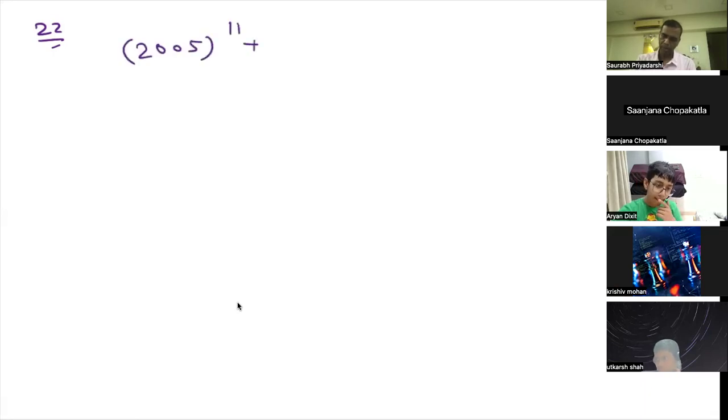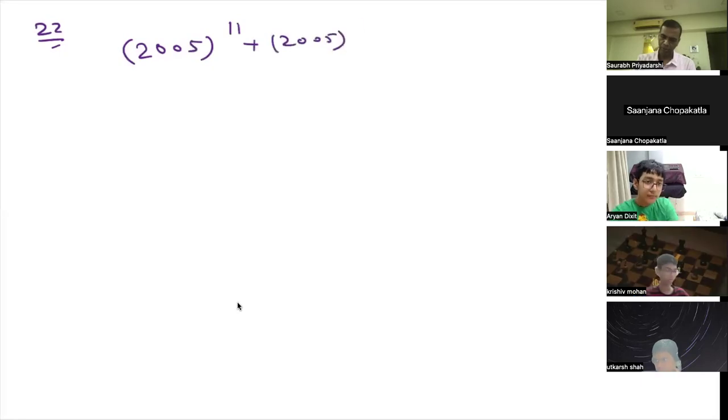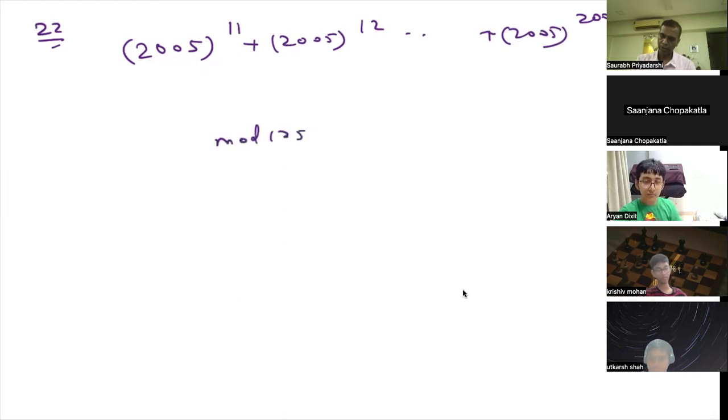2005 to the power 11, 2005 to the power 12, up to 2005 to the power. So in this, for odd powers the last 3 digits are 125 and for even powers 625. That's it. You got the main point. Right. So you can say that mod 125, one of these is coming as 0. Sir, it is 0 in both powers. And for mod 8 you have to check the numbers.